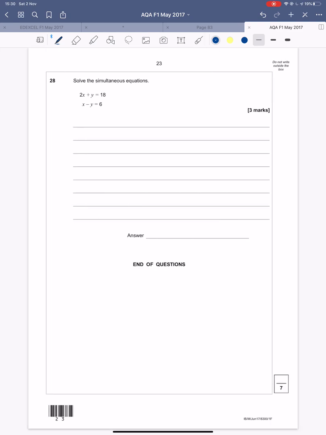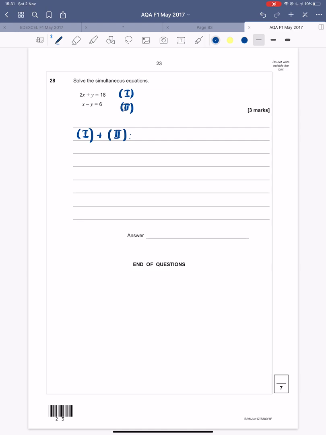And then the last one, solve the simultaneous equations. 2x plus y is 18. Call that equation 1. x minus y is 6. Call that equation 2. By looking at these, we can see that if we add equation 1 to equation 2, we'll be able to eliminate the y's. So we do equation 1 plus equation 2.